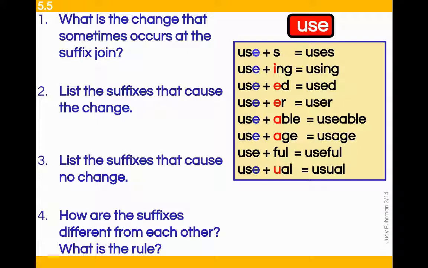Next, in your notes, I need you to write down these 4 questions and answer them. What is the change that sometimes occurs at the suffix join? List the suffixes that cause the change. List the suffixes that cause no change. And how are the suffixes different from each other? What is the rule? You may use the example on the right. Please write this in your notes at this time.